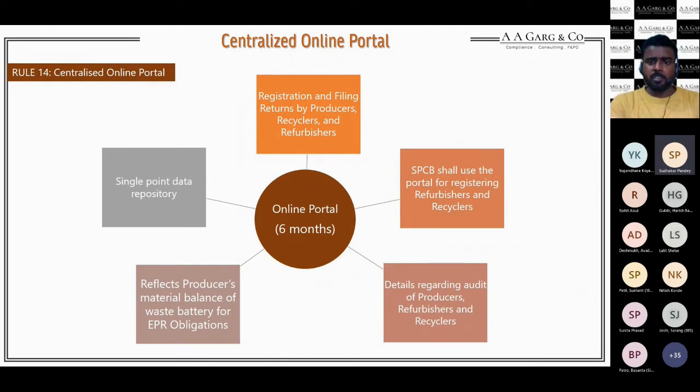Now, SPCB or CPCB will use it for the granting of the registration of the producer or recyclers. And details regarding audit of the producer, refurbisher, and recycler will also be available on this online portal. And this online portal will also reflect your shortfall of the EPR target. So that's about the centralized online portal.